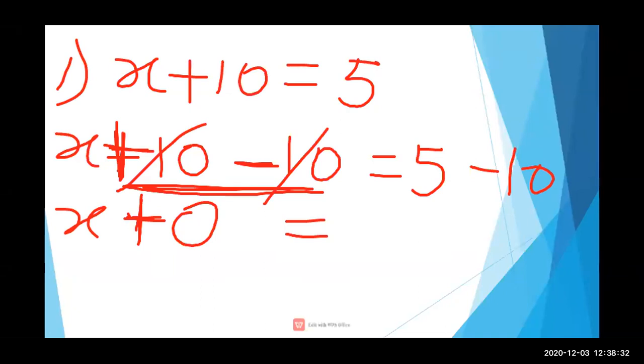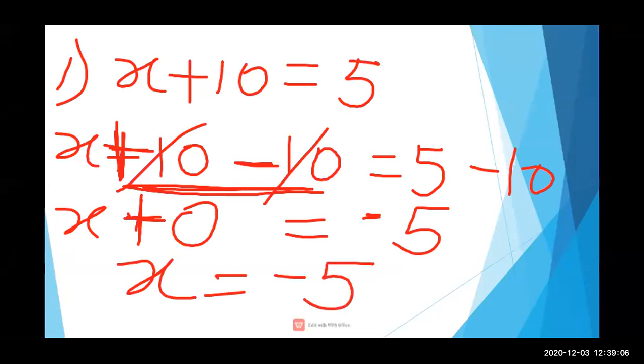What will be 5 minus 10? 5? Is it right? No. It is very good, Arnav, Shrishti, Vignesh. That is minus 5. I told you, the sign of the bigger number you have to put. So here it will be minus 5. So our final answer, there are 3 steps, our final answer will be x equal to minus 5. x equal to minus 5.